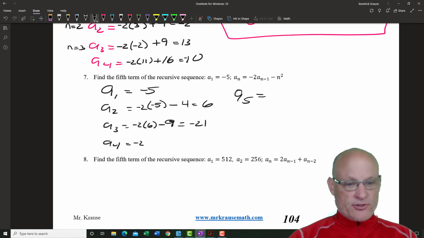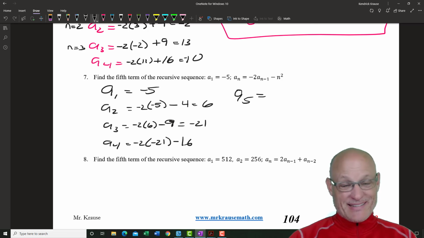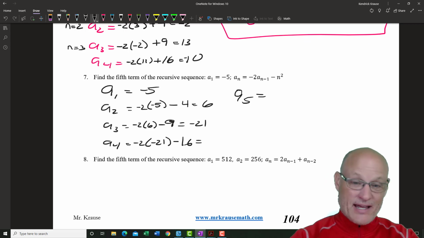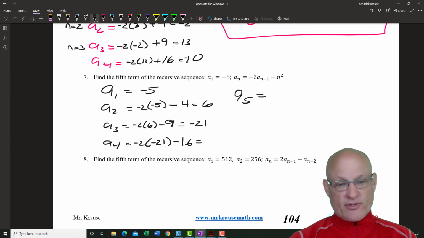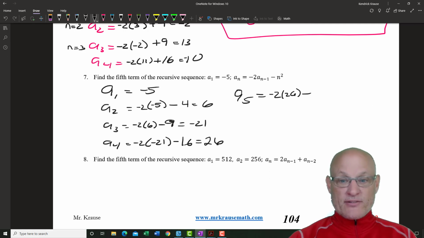And then negative 2 times negative 21 minus 16, that's 42 minus 16. What in the world is that? My brain's shot. 42 minus 16, too early. 26. Duh. And then negative 2 times 26 minus 25. Let's see, that's negative 52, negative 77.